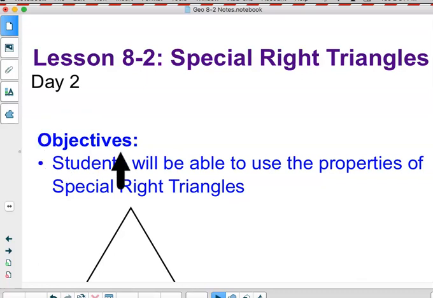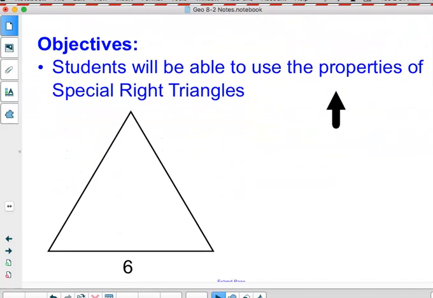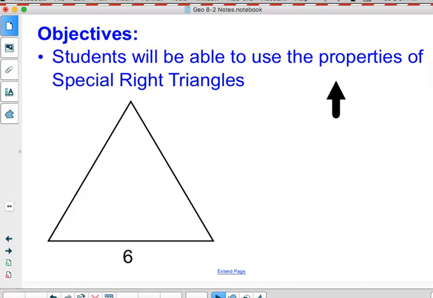Our objective today is the same as yesterday. Students will be able to use the properties of special right triangles. Now, yesterday we did 45, 45, 90. Today I'm going to give you kind of a walkthrough to find out what we're going to do.